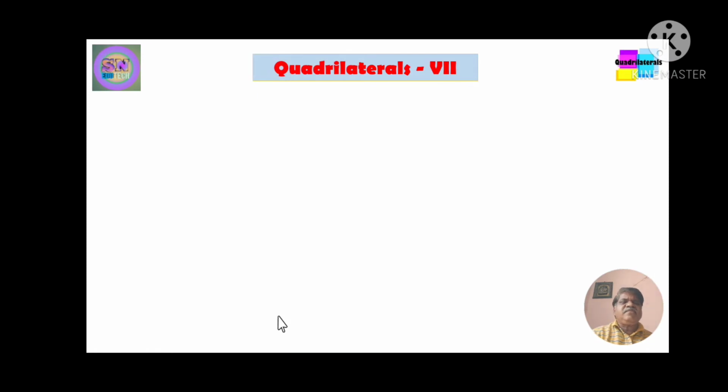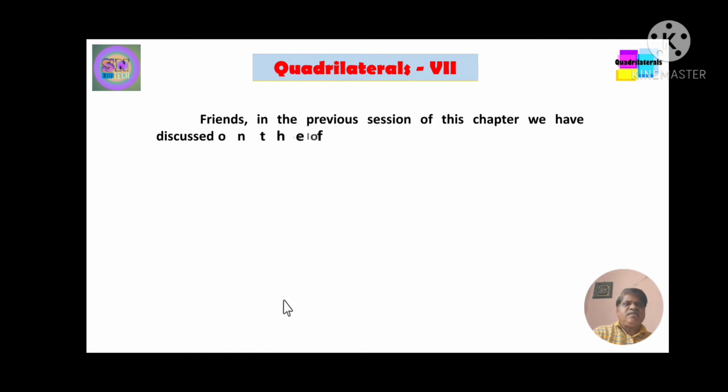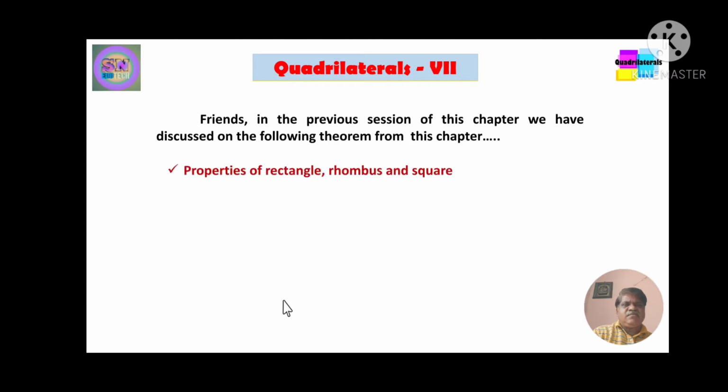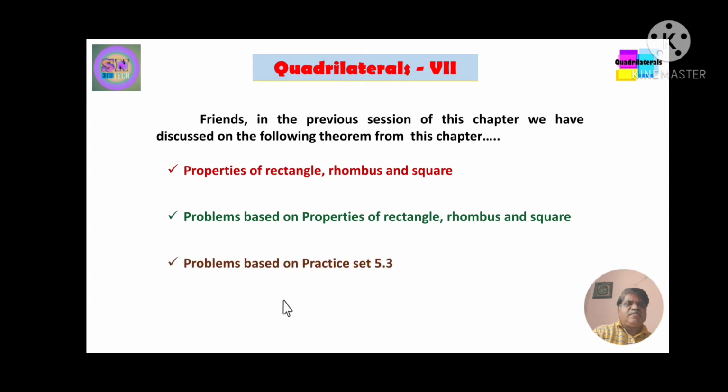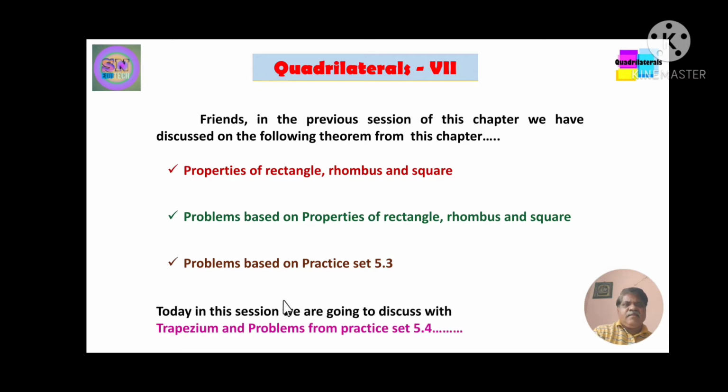Friends, in the previous session, Quadrilateral Part 6, we discussed the following important subtopics of this chapter. Mainly we discussed the theorems, which are properties of the rectangle, rhombus and square, problems based on the properties of rectangle, rhombus and square, and problems based on practice set 5.3. Today in this session we are going to discuss the trapezium and problems from practice set 5.4.